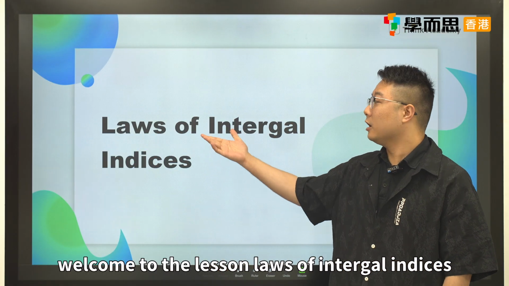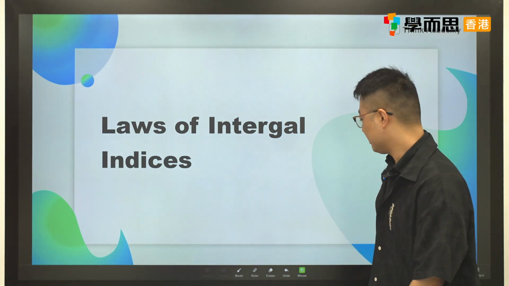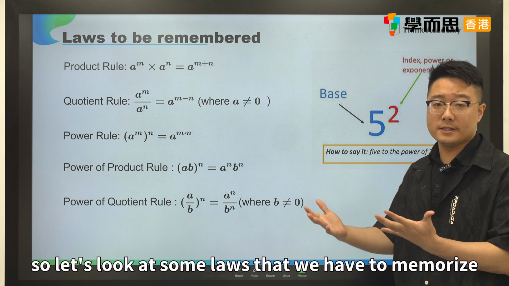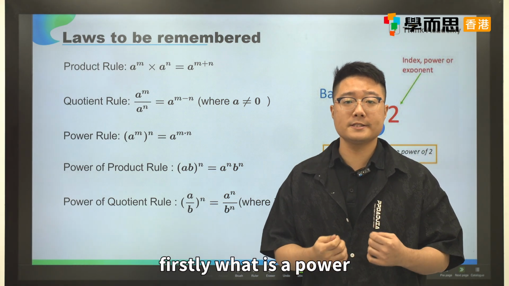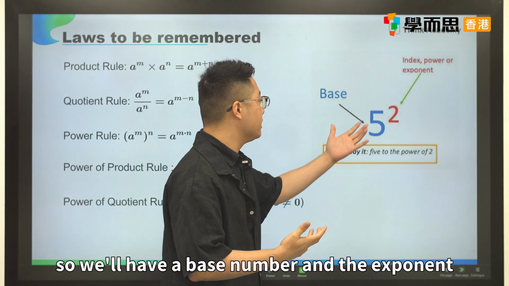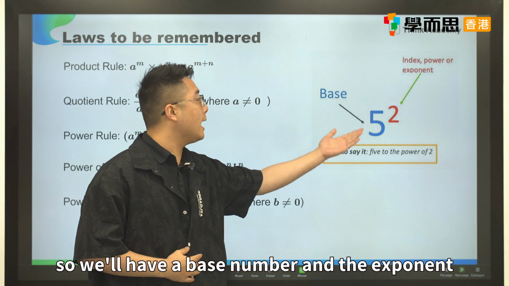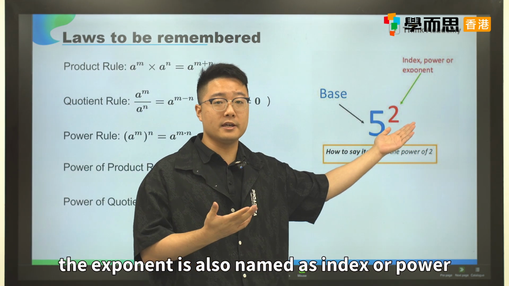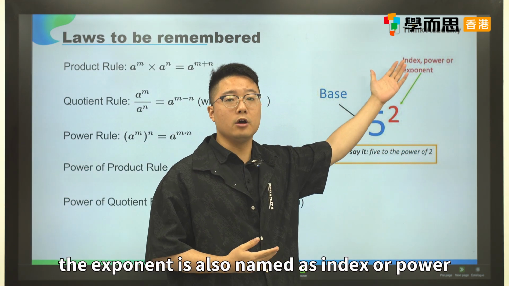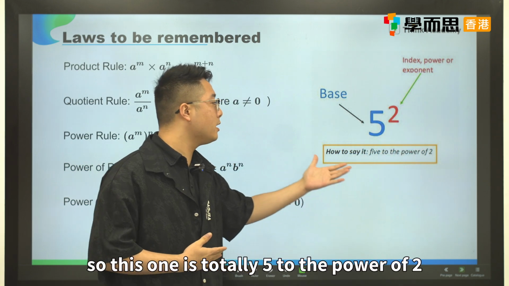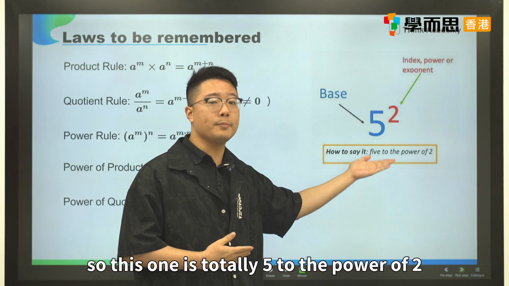Welcome to the lesson, Laws of Integral Indices. So let's look at some laws that we have to memorize. Firstly, what is a power? We'll have a base number and the exponent. The exponent is also named as index or power. So this one is totally 5 to the power of 2.